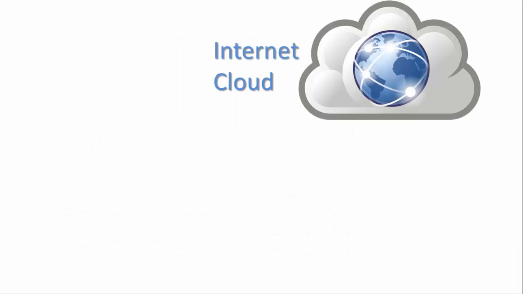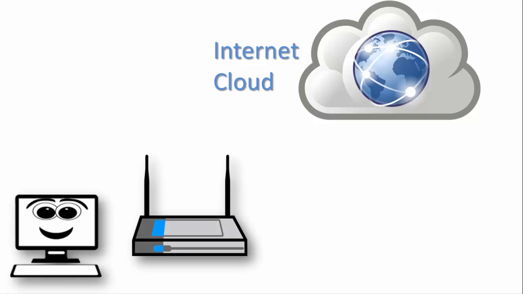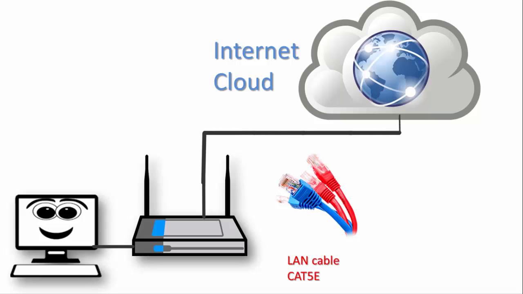Now this is the basic form of how a computer connects to the internet. First of all, this is my computer and I want to connect to the internet. I will send a request to my router, and then my router will connect me to the internet. Now it can happen in many ways. The first way is using physical cables like Cat5e. You have probably seen it in your house.